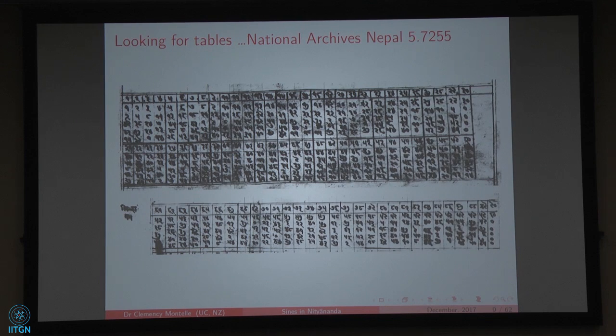But going back to this sine table, we want to ask ourselves the question, how did Nityananda compute it? How does the text that we see around the table support the numbers that we find in there, and how is it supposed to be used? And in what context was it supposed to be used?